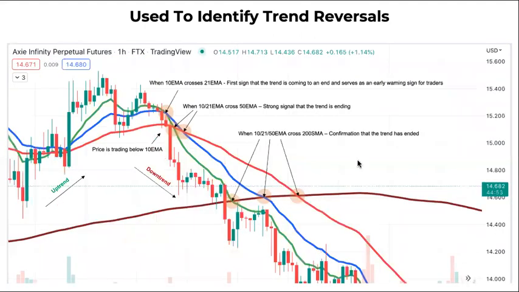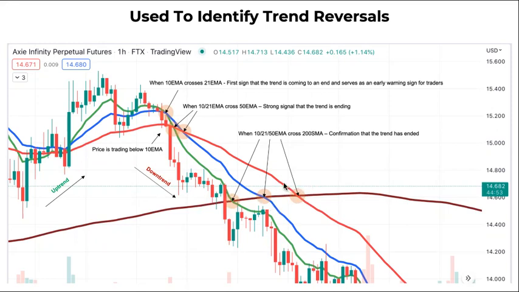This is another example of an uptrend changing to a downtrend. First warning sign, when the green line crosses the blue line, when the 10 EMA crosses the 21 EMA. Strong signal when the 10 and 21 EMA cross the 50 EMA. Confirmation comes when both the green and blue lines cross the 200 MA, and finally the 50 EMA crosses the 200 MA.